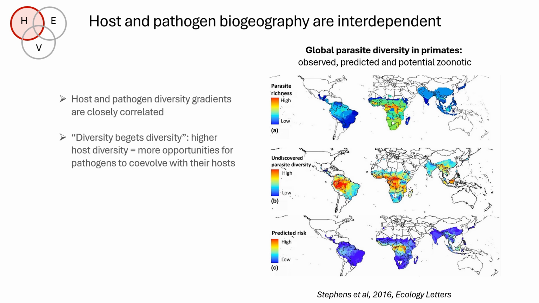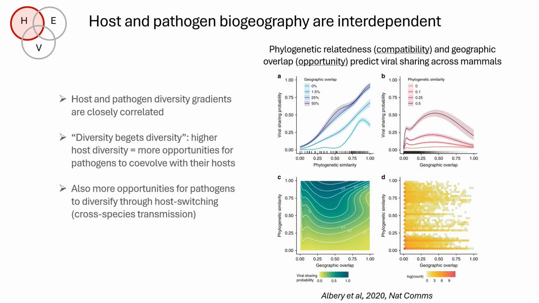And that's in part because of this idea that diversity begets more diversity. So if we have a higher diversity of hosts, this provides more opportunities for pathogens to co-evolve with their hosts. So a higher diversity of pathogens within high host diversity areas at this biogeographic scale. And in areas with a high host diversity and a high diversity of closely related hosts, and so this is really thinking about the tropics, where we've got a very high biodiversity and high diversity of closely related species, there are also many more opportunities for pathogens to diversify through host switching, so through cross-species transmission from one species to the other.